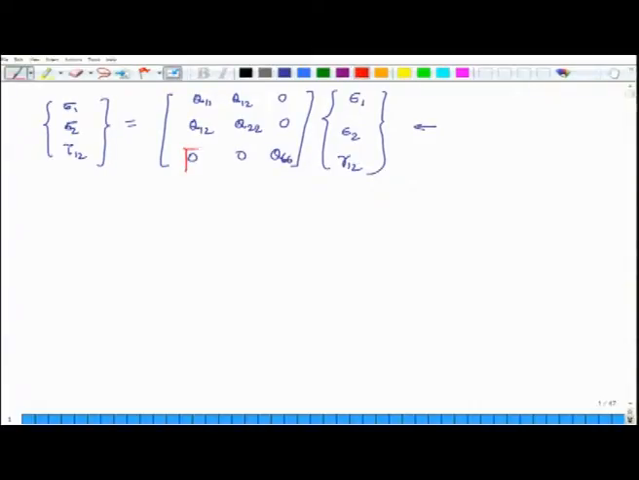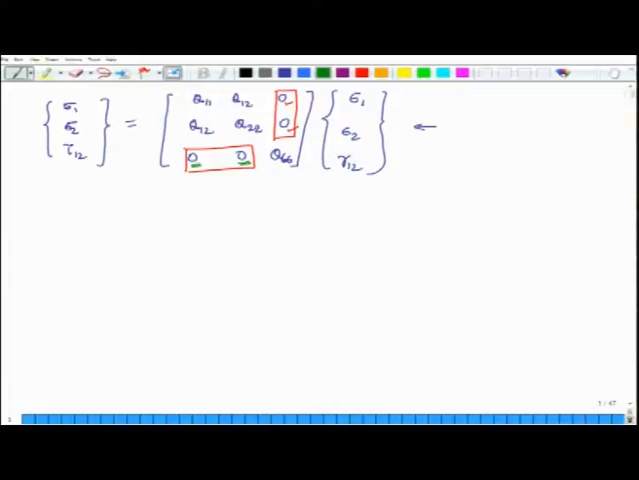these terms are 0. So, these two terms ensure that there is no coupling between the extensional stress and the shear strain, and these terms which are underlined in green, since these are 0, ensure that there is no coupling between the shear stress and the extensional strains.